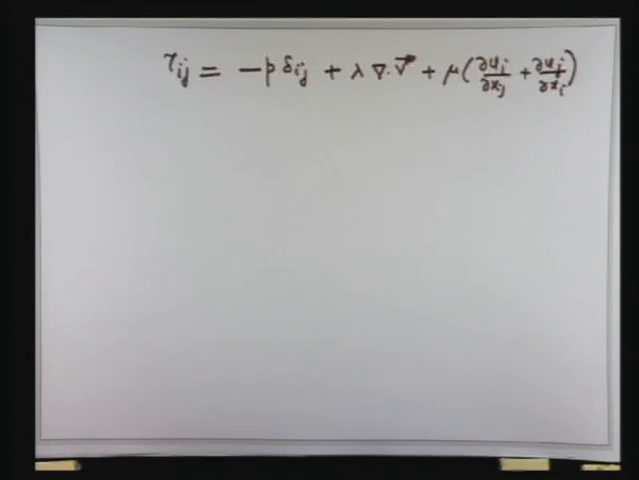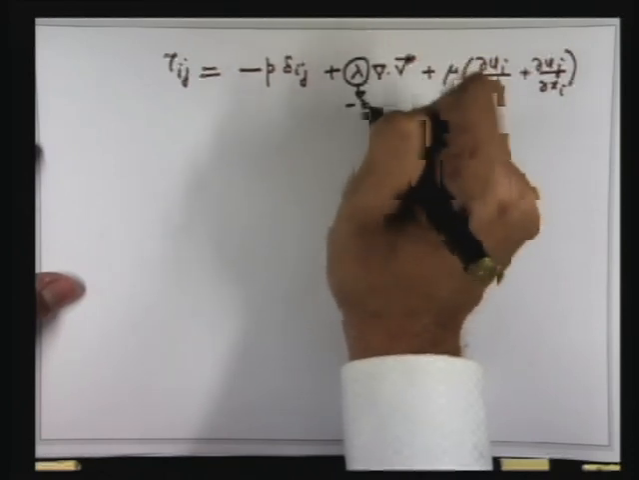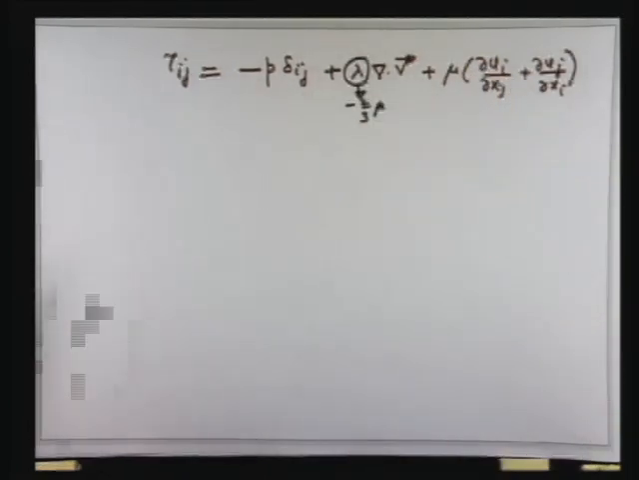Newtonian fluid, homogeneous fluid, isotropic fluid, right? Now if I write lambda is minus 2/3 mu, that Stokes hypothesis is valid. That is called a Stokesian fluid, a fluid which obeys the Stokes hypothesis.